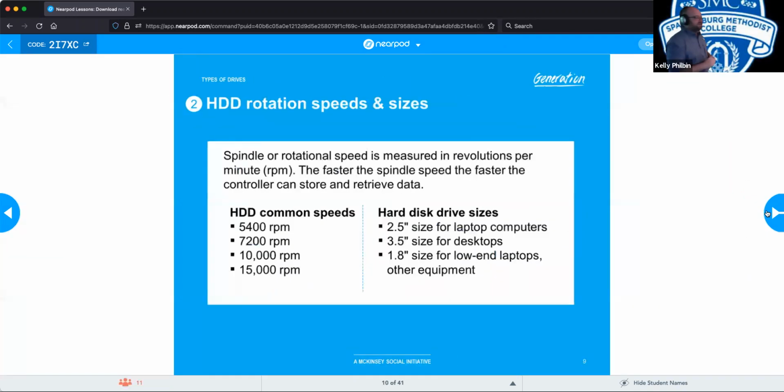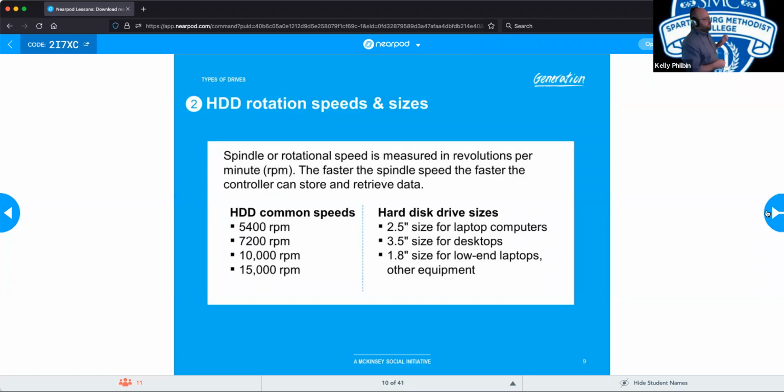So going back to hard drives, they are typically rated with regards to their spindle speeds. They can range from around 5,400 RPMs all the way up to 15,000 RPMs. This will be a determining factor of how fast the drive can read or write information to the drives themselves.